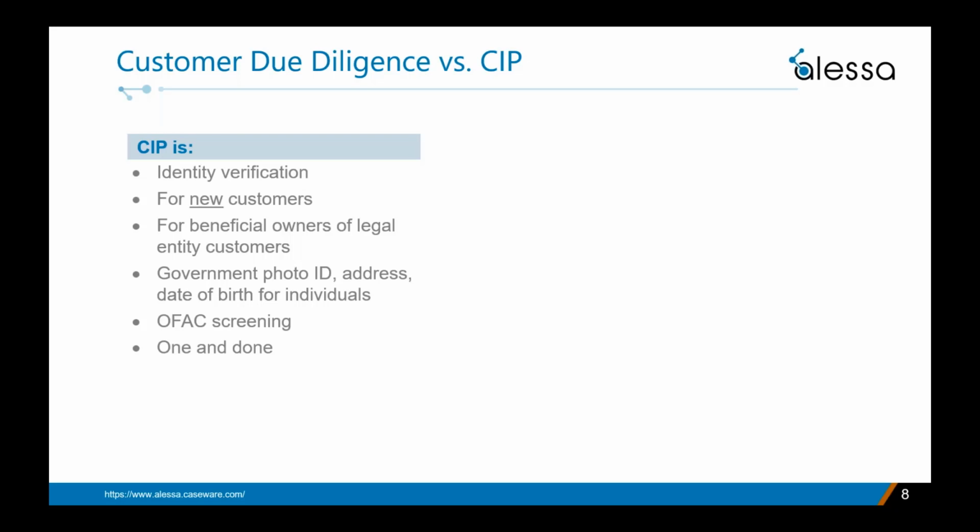It only applies to new customers, whether they're natural persons, in other words, humans, or they're legal entities, and to the beneficial owners of those legal entity customers. It's pretty much a one and done exercise of obtaining documentation to ensure the bank has a reasonable belief that it knows the customer's true identity.